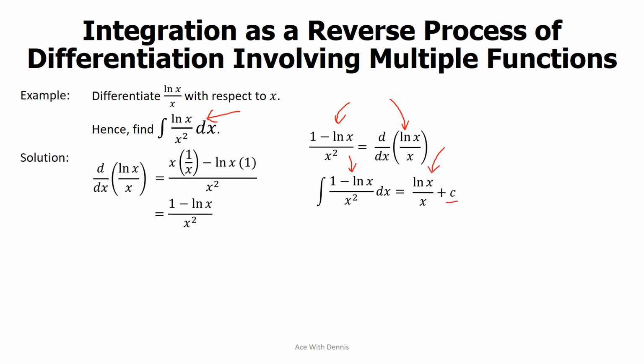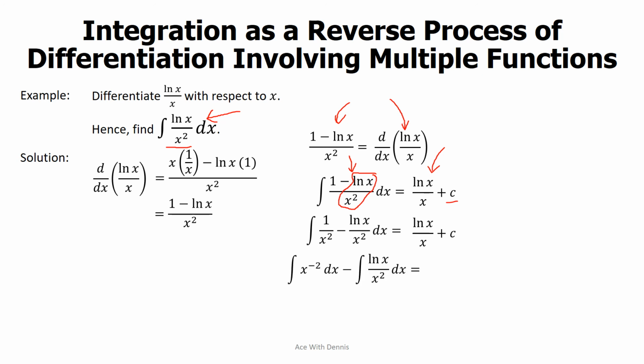Okay, so now notice that this is the part that we want, integration of ln x over x squared. So look at this equation. This is the part that we want. So the next step is to make integration of ln x over x squared dx the subject. We can break this into two fractions, which gives integration of 1 over x squared minus ln x over x squared dx equals ln x over x plus c. Then we integrate this part separately, which is integration of x to the power of negative 2 dx minus integration of ln x over x squared dx equals ln x over x plus c.